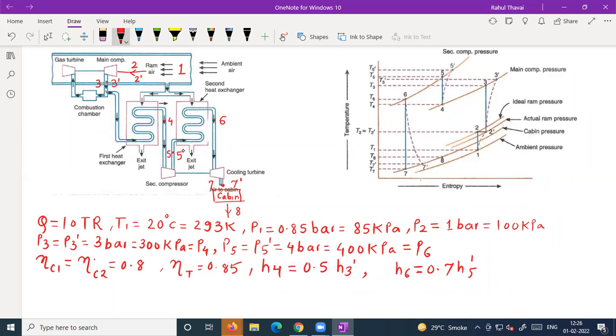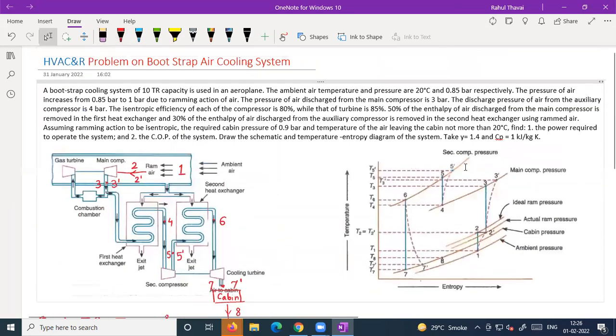Is that okay? Let me know. See, H5 dash was available. Out of H5 dash, 30% was removed. So how much is remaining? 0.7 is remaining. So that will come at point number 6. That means that will be available at point number 6. Is that okay?